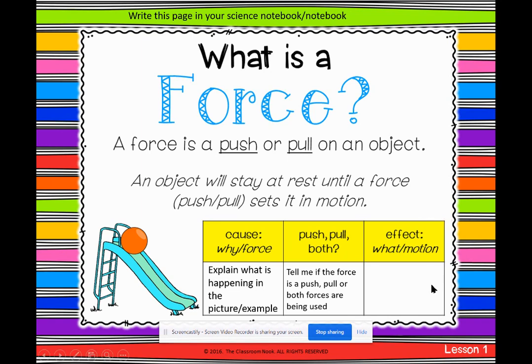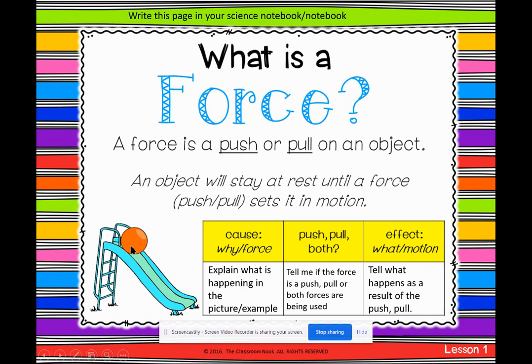And then in the last one, I want you to tell me what is happening. What's happening once that force is put into that object? I'm sorry, what's happening to this object when the force here is applied to it? Okay? Tell me what happens as a result of the push or pull. So these are the instructions of what you do in each one of these squares.